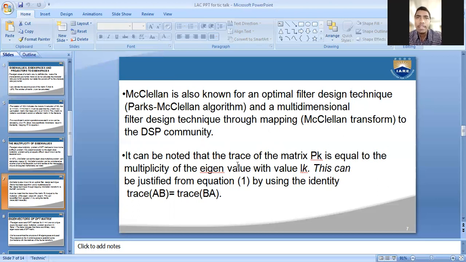It can be noted that the trace of the matrix P_k is equal to the multiplicity of the eigenvalue with value λ_k. This can be justified from equation 1 by using the identity trace(AB) = trace(BA). We should remember that the trace of the matrix equals the multiplicity of the eigenvalue. Whether we do A times B or B times A, both traces are equal to each other.